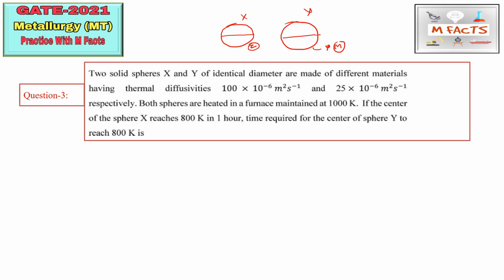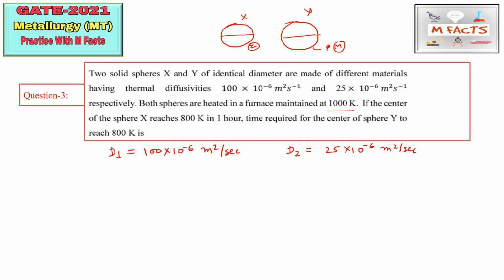So thermal diffusivity is given. Thermal diffusivity for the first one is D1, which is 100 multiplied by 10 to the power minus 6 meter square per second. So this is the D1 value, the thermal diffusivity for solid sphere X. And for solid sphere Y, D2 is given, that is 25 multiplied by 10 to the power minus 6 meter square per second. Both spheres are heated in a furnace maintained at 1000 Kelvin.